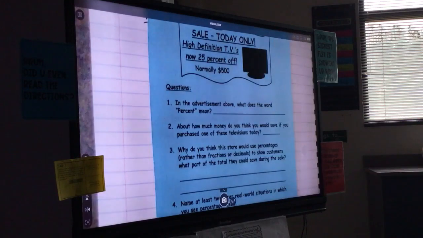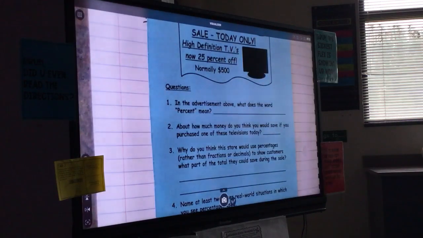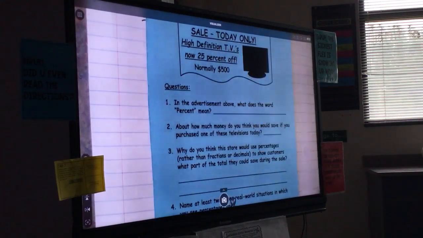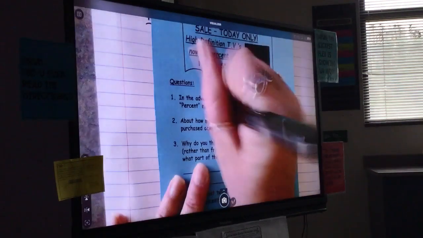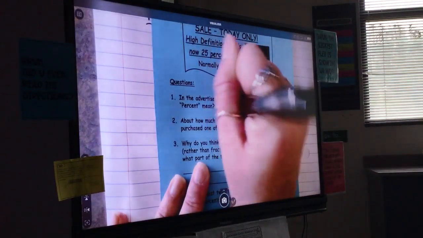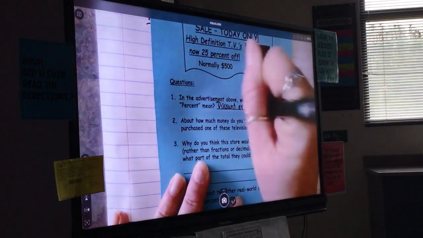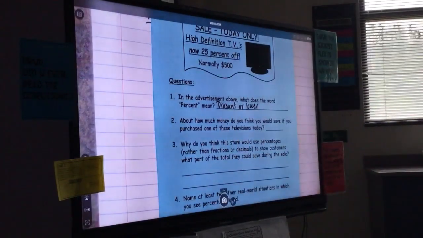Anybody? What do you think? Okay, so it could be a discount. Anybody else want to add anything? What do you think, Alex? To me, 25% off is like an amount lower than the usual. Okay, so we're going to say discount or lower.